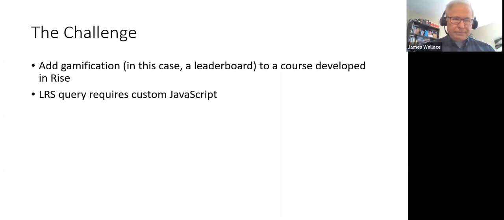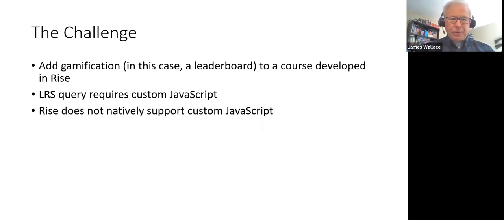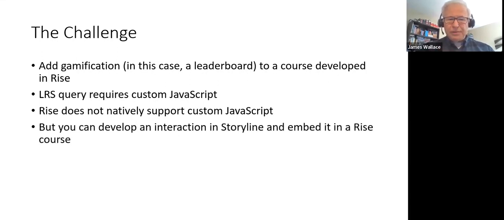This is going to require some custom JavaScript, because not only do we have to have a course that writes statements to an LRS, which is fairly straightforward with Rise, but we have to be able to query that LRS and extract some information to put onto our leaderboard. We probably all know that Rise doesn't really like to do custom JavaScript on its own, but we can develop an interaction in Storyline and embed it in a Rise course, which is what we're going to go through today.